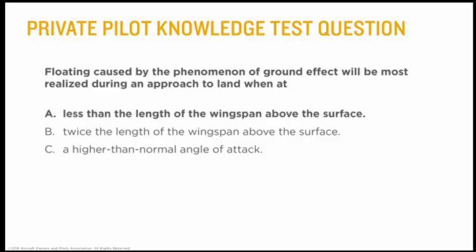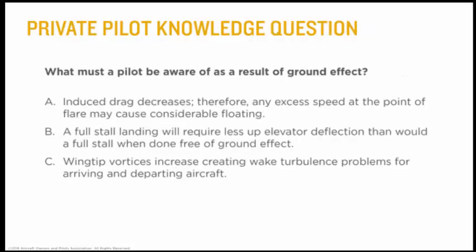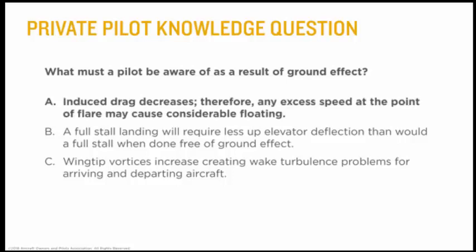So hopefully you remember that it's less than the length of the wingspan above the surface. Alright, so here's another one. Pause it and read it. Alright, so the answer is A. Induced drag decreases, therefore an excess speed at the point of flare may cause considerable floating.